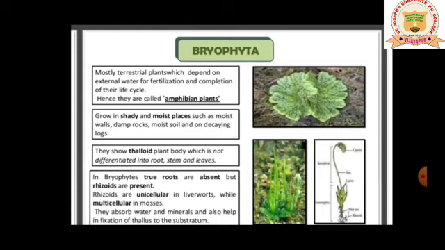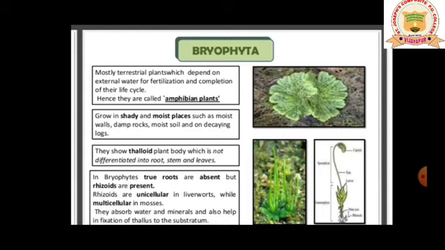One mark question for the theory point. Bryophyta are termed as amphibians of plant kingdom. Justify the sentence, or why? Why are Bryophyta termed as amphibians of plant kingdom? Because they need external water for fertilization. They grow on terrestrial medium, but they depend on external water for fertilization and to complete their life cycle. So they are termed as amphibians of plant kingdom.